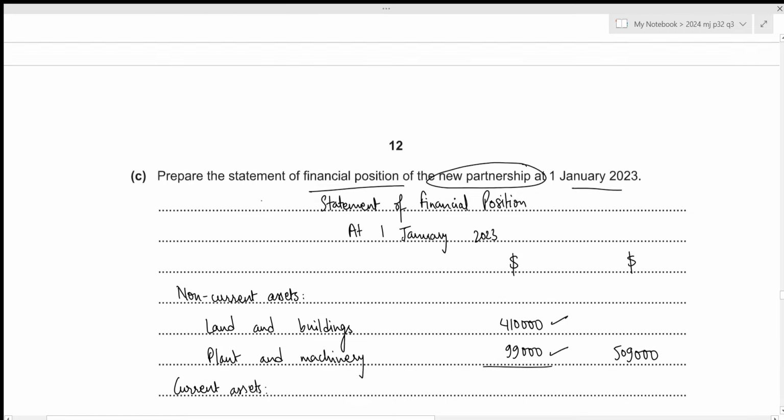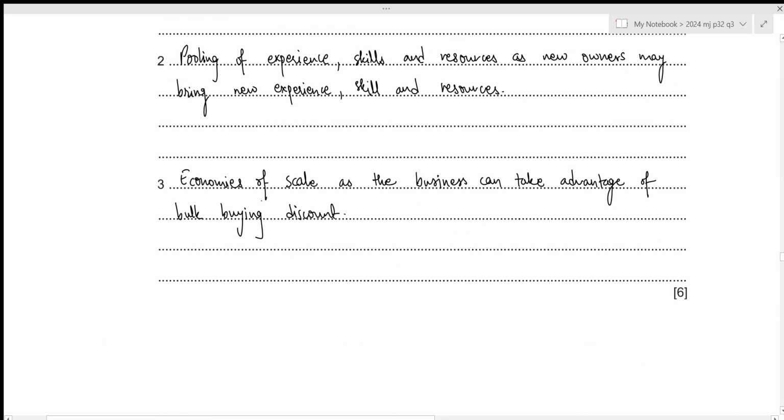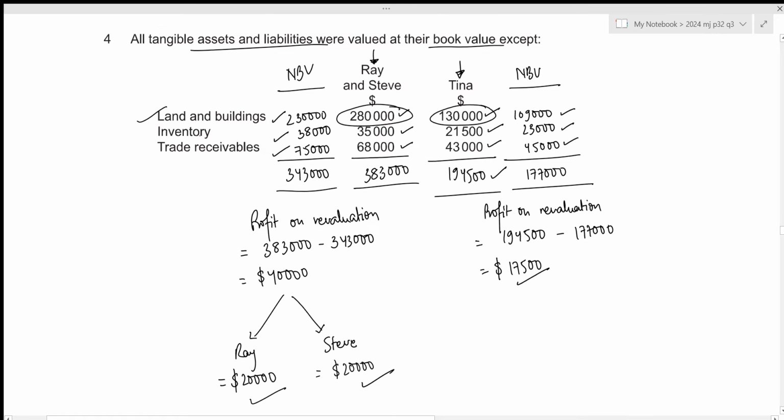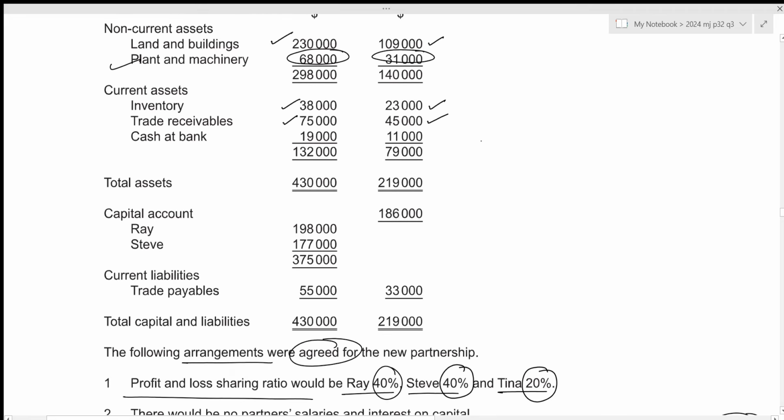For the current assets as well, inventory and trade receivables were revalued. So we include the combined value for the revalued amount. For inventory, that will be 35,000 plus 21,500, which results in 56,500. For trade receivables, that will be 68,000 plus 43,000, which results in 111,000. And there was another current asset, cash at bank, which was not revalued. So we can include it at the net book value of 19,000 plus 11,000, which results in 30,000. Let's write it down.